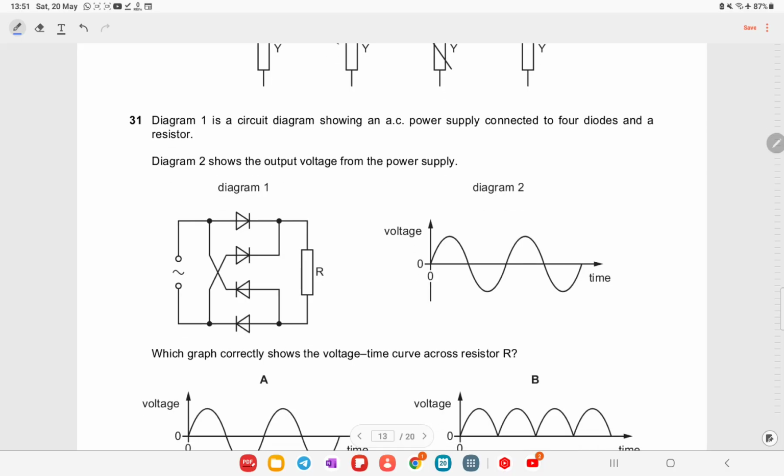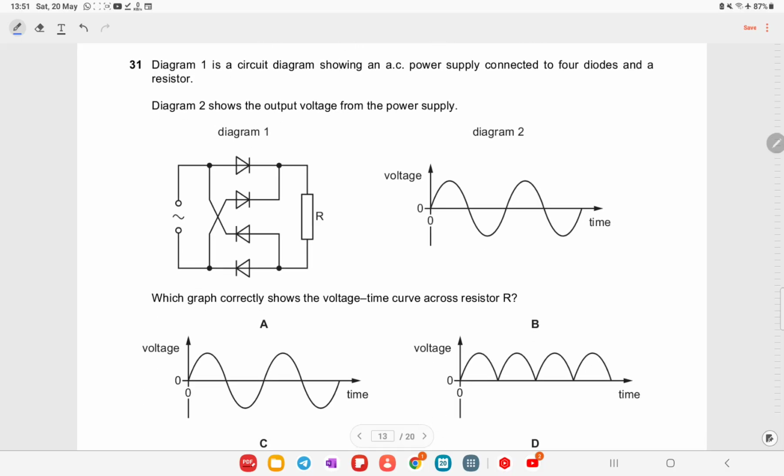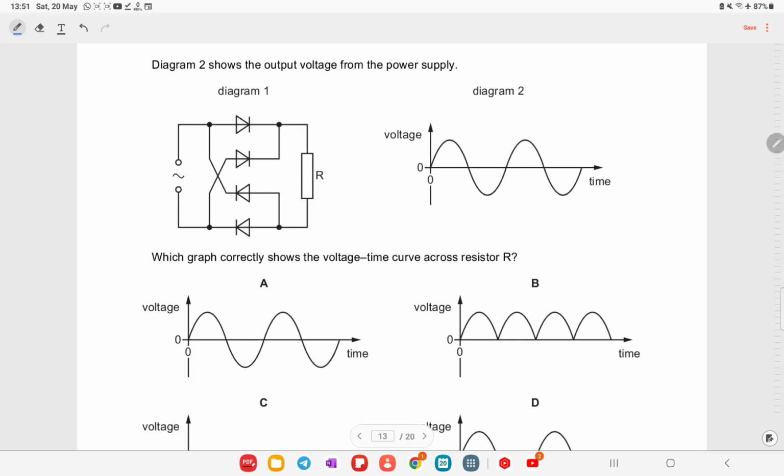Okay, diagram 1 is a circuit diagram showing an AC power supply connected to 4 diodes and a resistor. Diagram 2 shows the output voltage from the power supply. Diagram 1 is like this. First of all you need to know the function of a diode. Let's suppose this is your diode, and if you are giving positive, it's going to allow the positive charges to flow. But if you try to make negative charges pass through, it will not allow that. Yes, it can allow if you connect it like this.